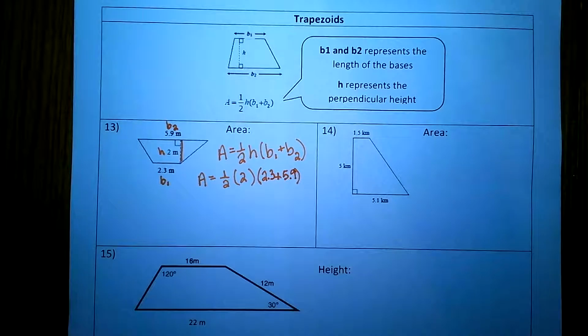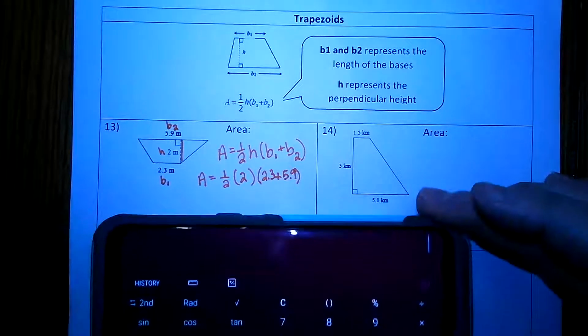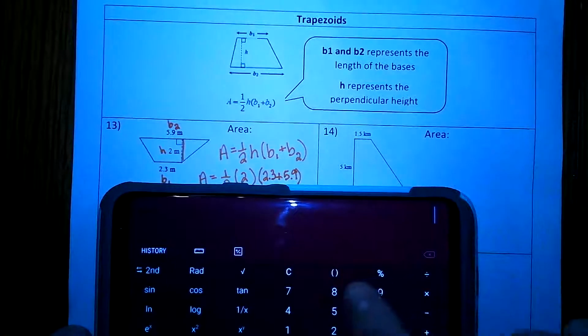And if you've got a school calculator, this is going to be very easy to do. I'm wondering if my cell phone calculator can even handle it. Let's see here. So here's my cell phone calculator. I've got some parentheses here, so I think I'll probably be able to do it.